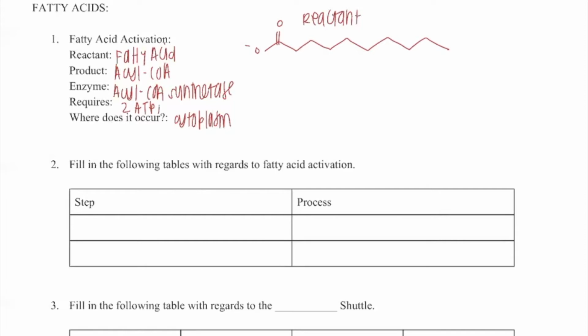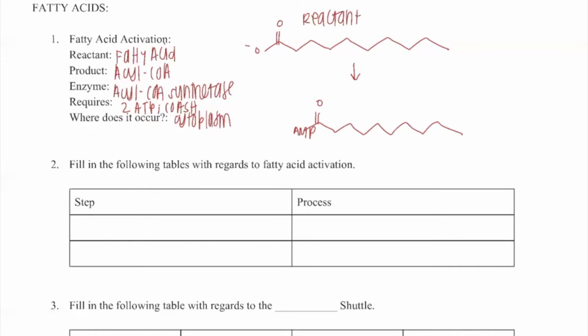And another thing we're going to be requiring is a CoASH, okay? So we're going to be adding an AMP onto our reactant. Sorry about that. And it's going to look something like this, okay? Once we have added this AMP, this makes this molecule have a better leaving group. That is the reasoning behind adding this AMP molecule, right?